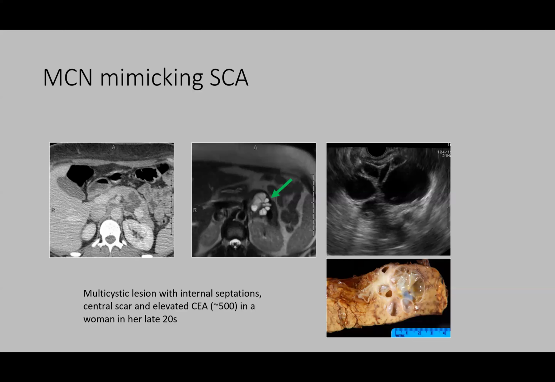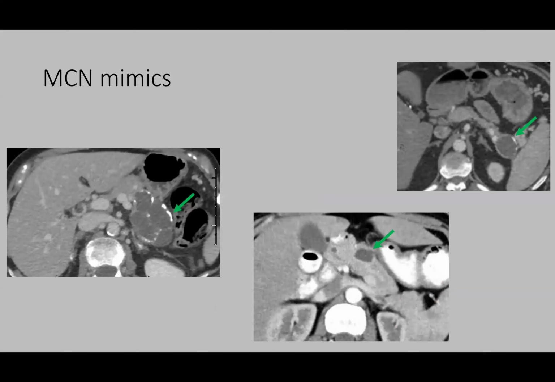But there are a few atypical things in this patient. One is her age. She was in her late 20s. The second is this was aspirated and the patient had elevated CEA level. And on surgical resection, this was found to be an MCN.